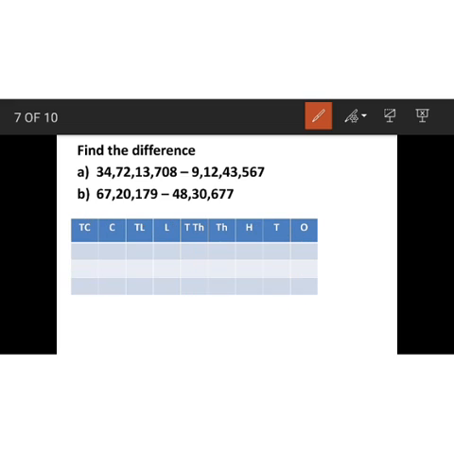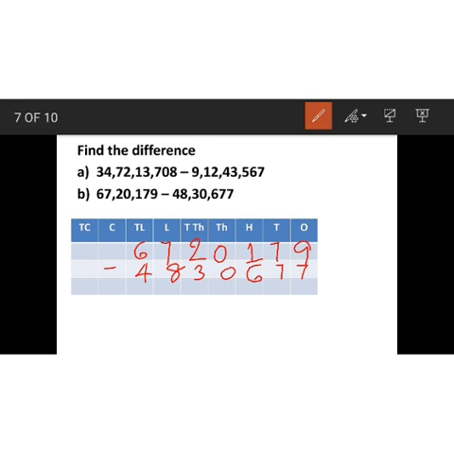Now let's do the next problem. Our next question is 67 lakh 20,179 and 48 lakh 30,677. So now let's write it in columns. 67 lakh 20,179 and 48 lakh 30,677. Now let's subtract.